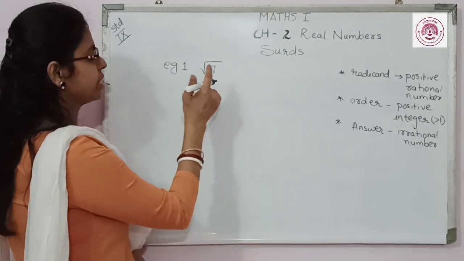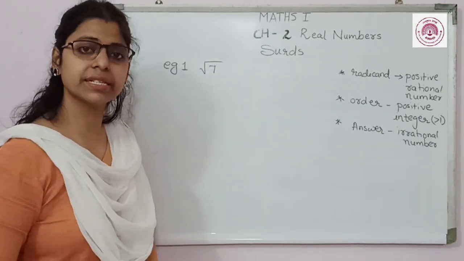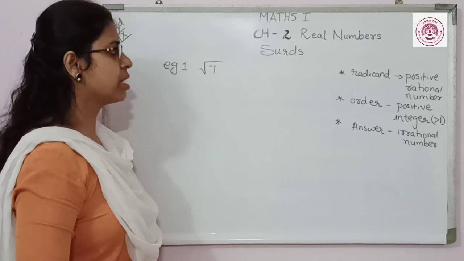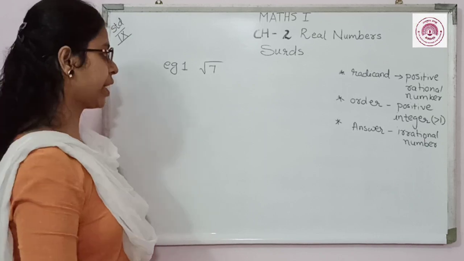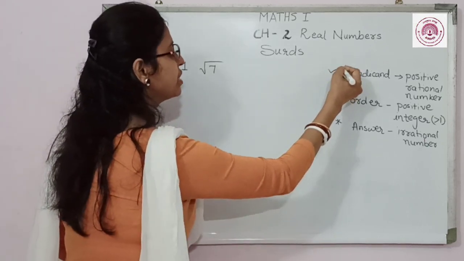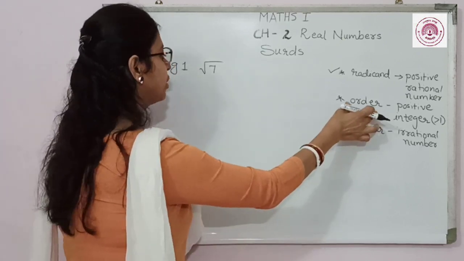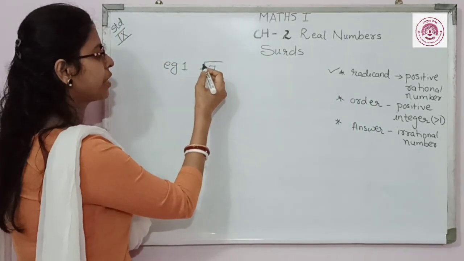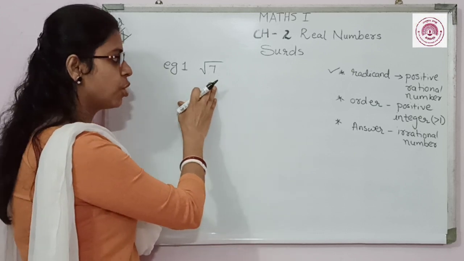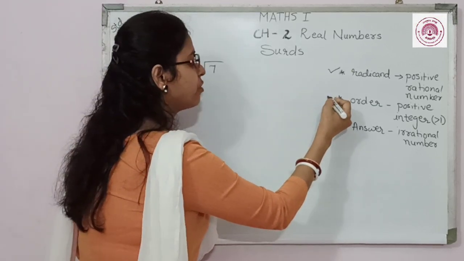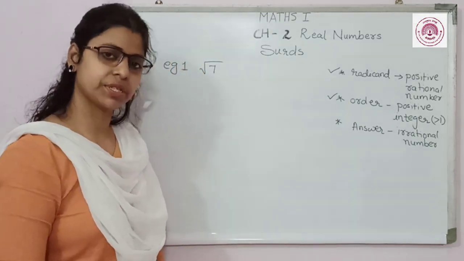First is about the radicand. Here the radicand is 7, and 7 is a positive rational number, right? So the first condition is satisfied. Let's check the second one, the order. What is the order here? The order is 2, square root. Square root means order is 2, which is greater than 1 and is positive. So the second condition is also satisfied.